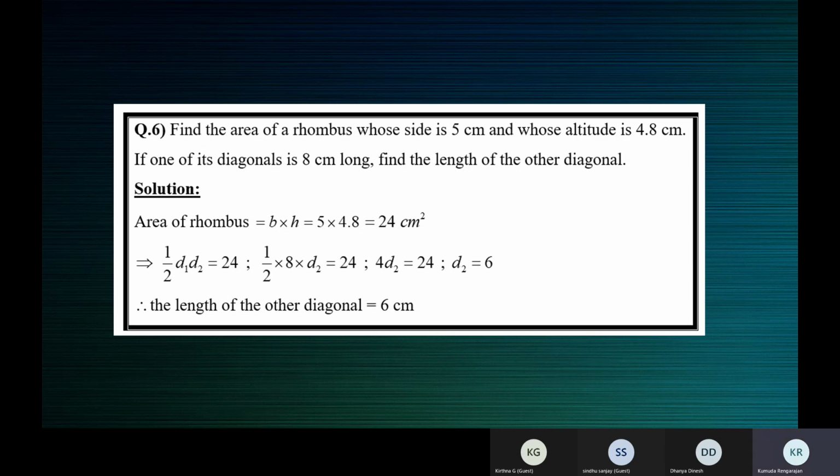So since we're given the base and altitude of the rhombus, we first find its area using the formula base into height. The area of the rhombus should be the same, whichever formula you use. We used base into height because we know the value of the base and height. Now, if you find the area of the same rhombus using the formula half d1 d2, the value of the area should be the same, 24 centimeters square. So which means half d1 d2 should also give you 24. With the help of this equation, we find the length of the other diagonal d2, 6 centimeters.